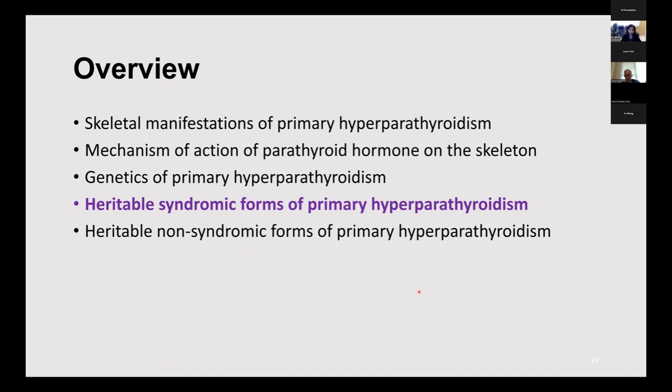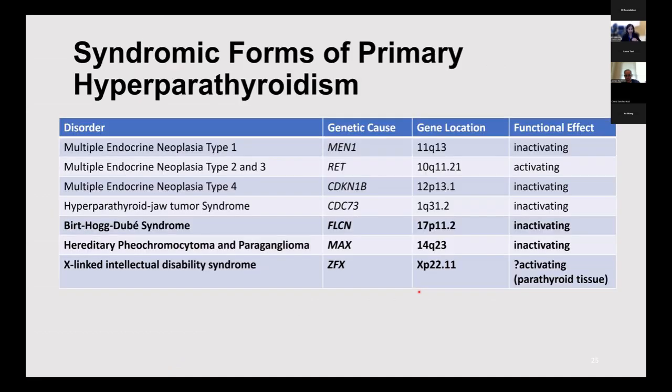So let's move on to review the heritable syndromic forms real quick. This table here shows the syndromic forms that are known to date. And the last three bolded ones are the ones that have only come to attention in the last few, more recent years.